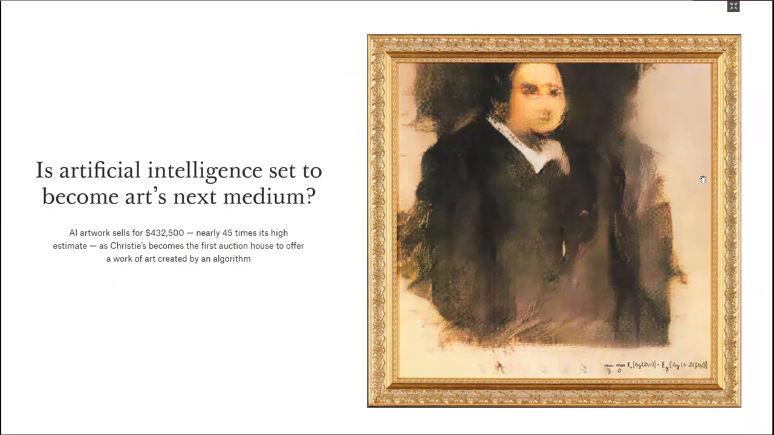This portrait on the right goes by the name of Portrait of Edmond de Bellamy. And this portrait was auctioned by Christie's in 2018. Christie's at the time happened to be one of the leading art auction houses set up in New York and London. And it was sold for almost as much as $500,000.